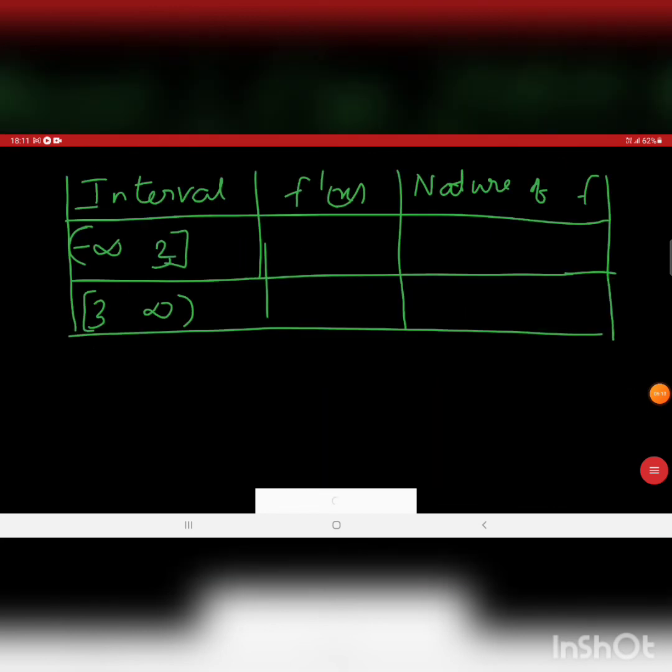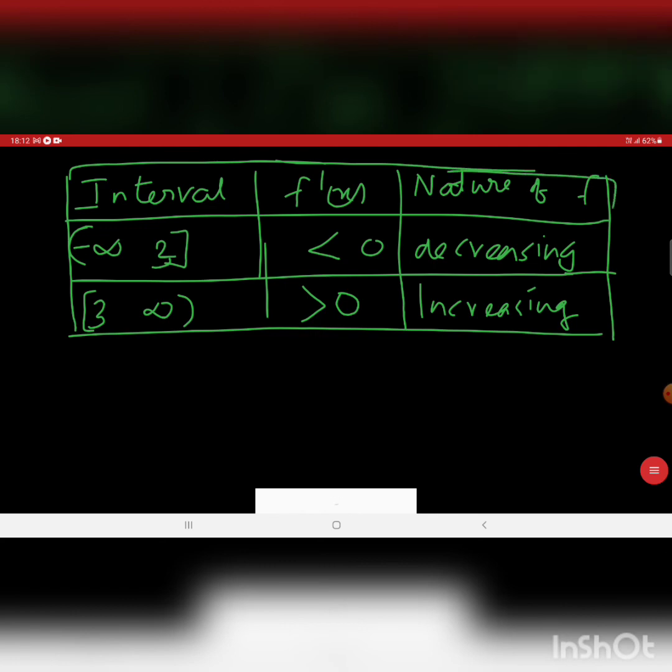Now let us draw a table. How many intervals are there? 2 intervals: minus infinity to 3, and 3 to infinity. Now what about f dash x, whether it is greater than 0 or less than 0? In minus infinity to 3, it is less than 0. Here it is greater than 0. Less than 0 means the function f is decreasing, and greater than 0 means the function is increasing. In this way you can conclude the result.